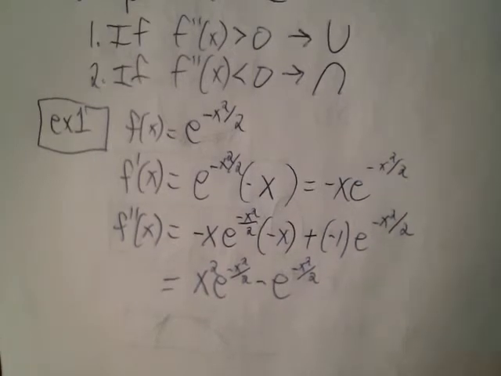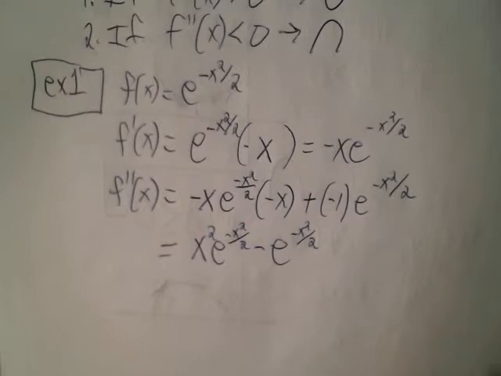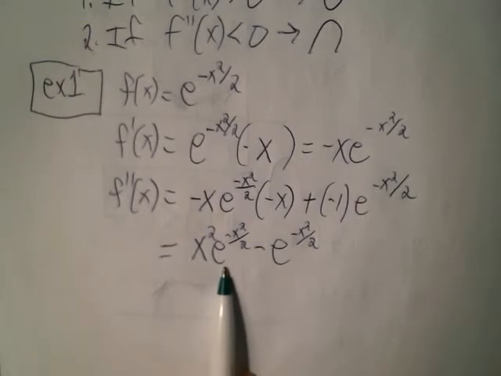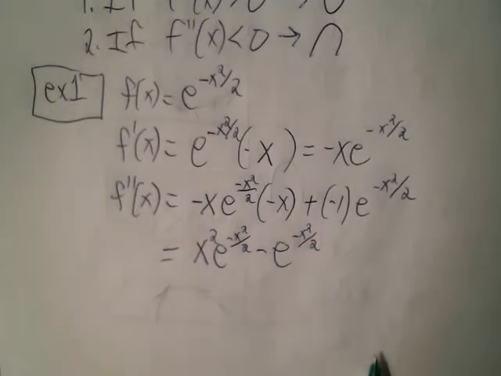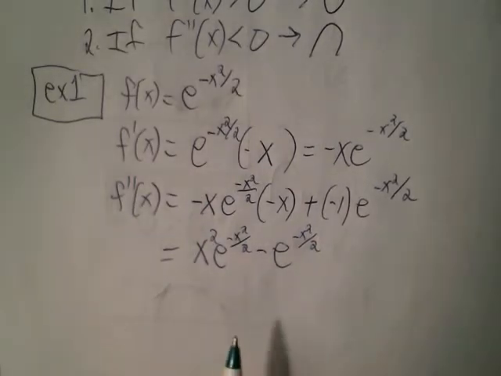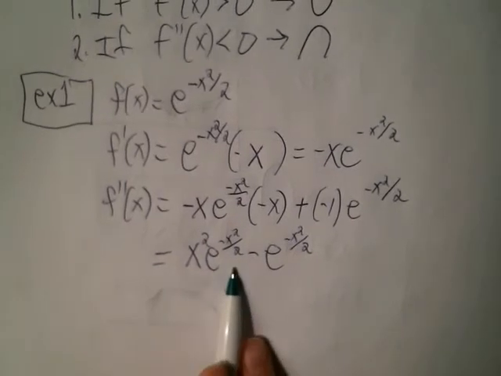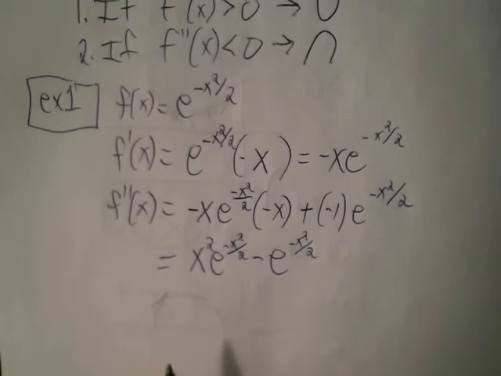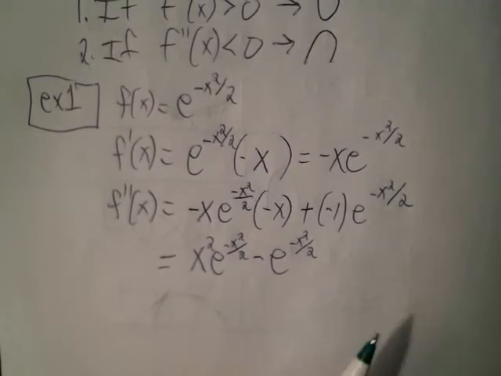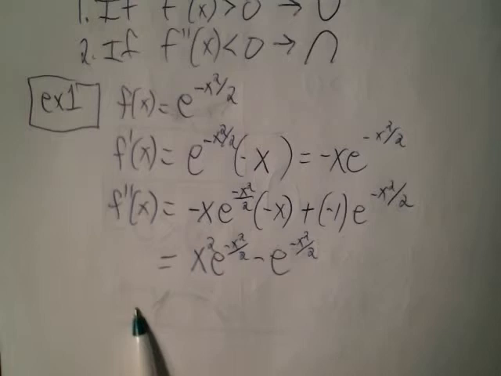I want to set this thing equal to 0 and plot it on a number line, and then determine if it's concave up or concave down on the intervals in between the places where this is equal to 0. Where this is equal to 0, we'll call those inflection points. Before we were calling them critical numbers, now they're going to be called inflection points.